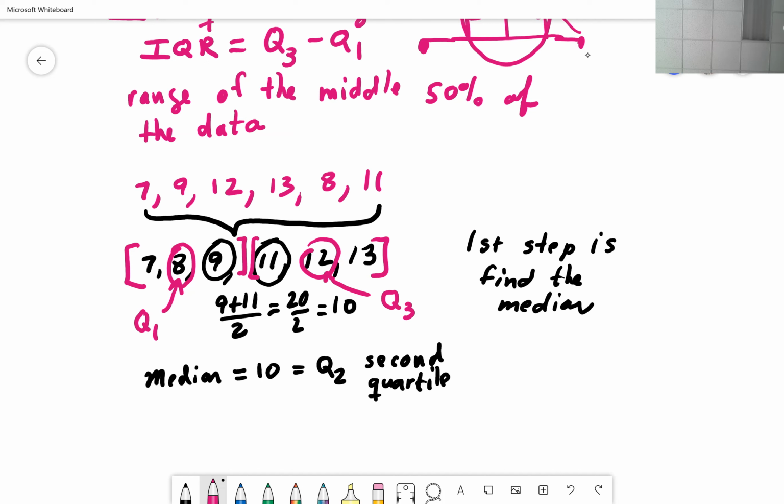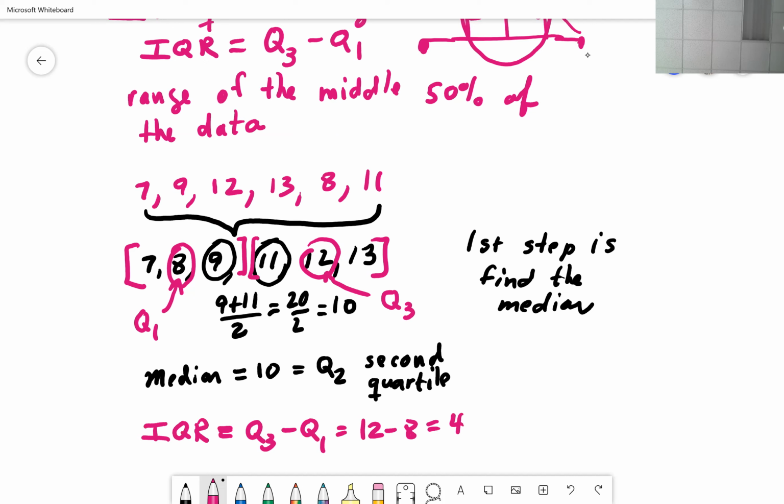So now can you do your interquartile range? Your interquartile range is quartile 3 minus quartile 1. That's going to be 12 minus 8, which is equal to? Ta-da! Is that difficult? No.